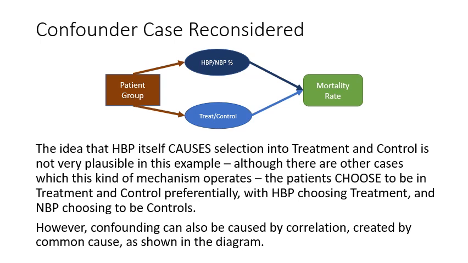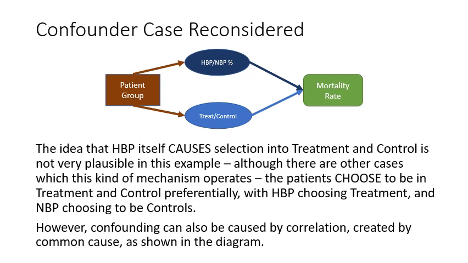where we will consider a different solution called randomization. But here we say that the idea that there is a causal path from high blood pressure to treatment is not very plausible in this diagram. What the causal arrow suggests is that the patients self-select. The high blood pressure patients select to be treated, and the normal blood pressure patients prefer to be controls. This can happen in certain examples, and there are examples of this happening.